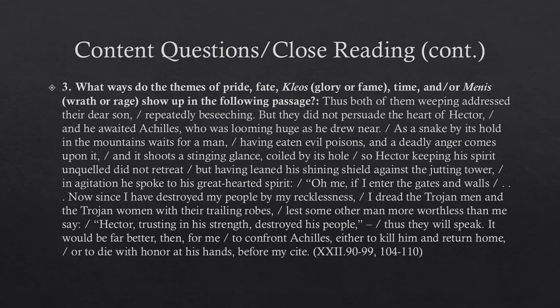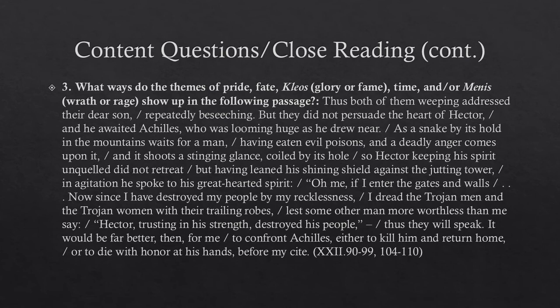Thus both of them weeping addressed their dear son, repeatedly beseeching. But they did not persuade the heart of Hector, and he awaited Achilles, who was looming huge as he drew near, as a snake by its hold in the mountains waits for a man, having eaten evil poisons, and a deadly anger comes upon it, and it shoots a stinging glance, coiled by its hole. So Hector, keeping his spirit unquelled, did not retreat, but having leaned his shining shield against the jutting tower, in agitation he spoke to his great-hearted spirit.